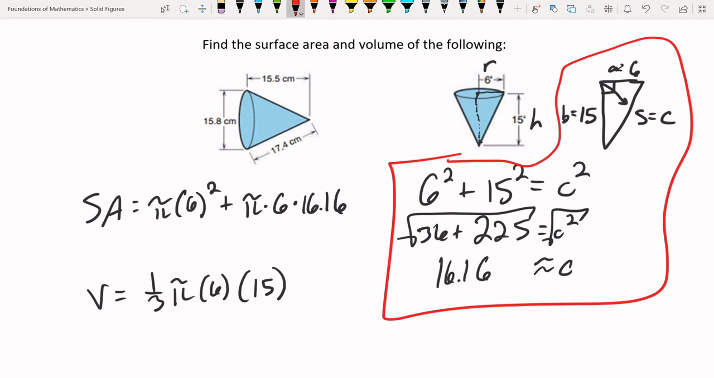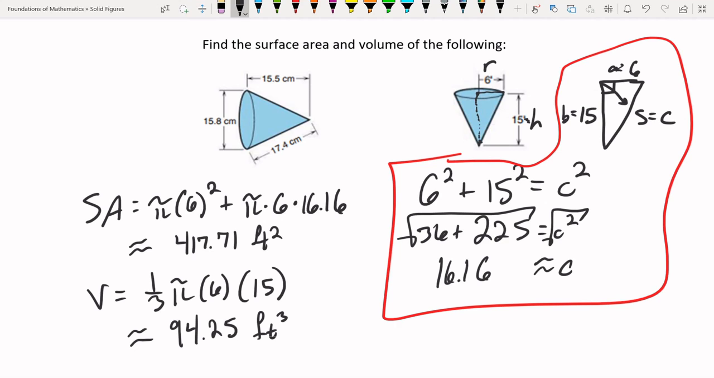Okay, plugging those calculations into my calculator, I mean, approximation, I'm getting for the surface area 417.71, and the volume is 94.25. Surface area is always in squared units, and this is feet. It's got one apostrophe there, so it's going to be feet squared, and the volume is going to be feet cubed. That's how you find the surface area and volume for a cone.